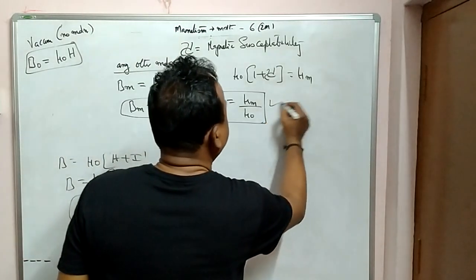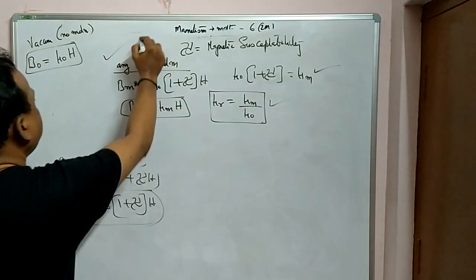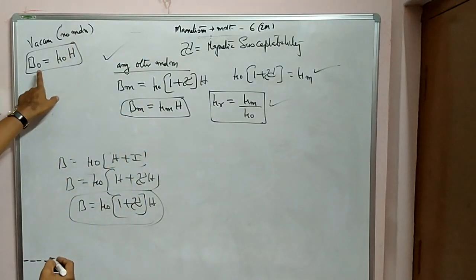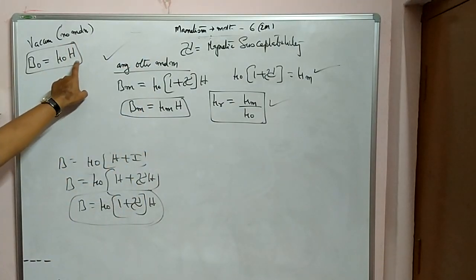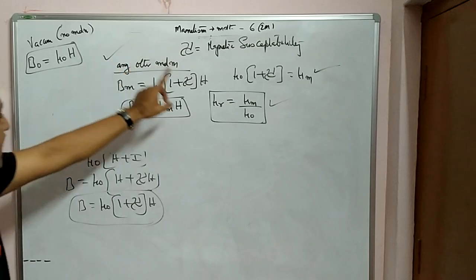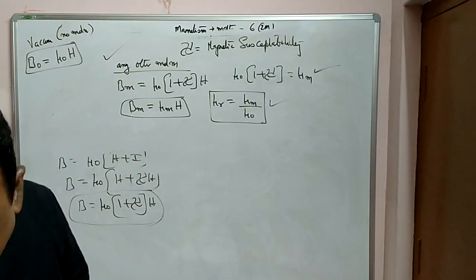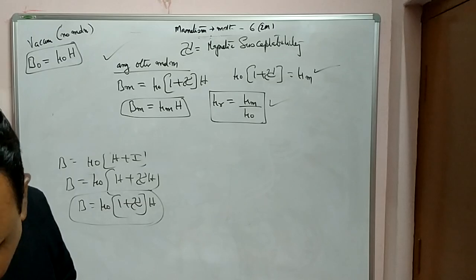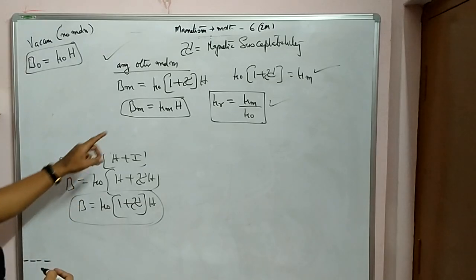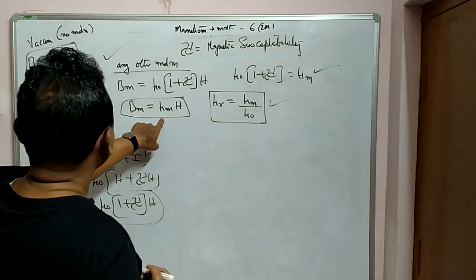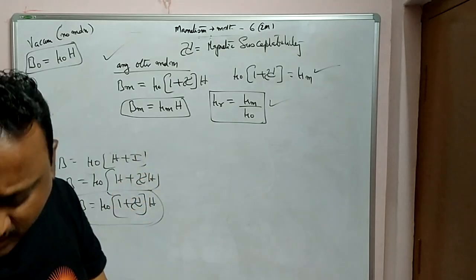So these formulas are very, very important. In vacuum, B naught is equal to mu naught H. In any medium, Bm is equal to mu m H. Bm is equal to mu m into H, please. Clear? These are very, very important formulas.